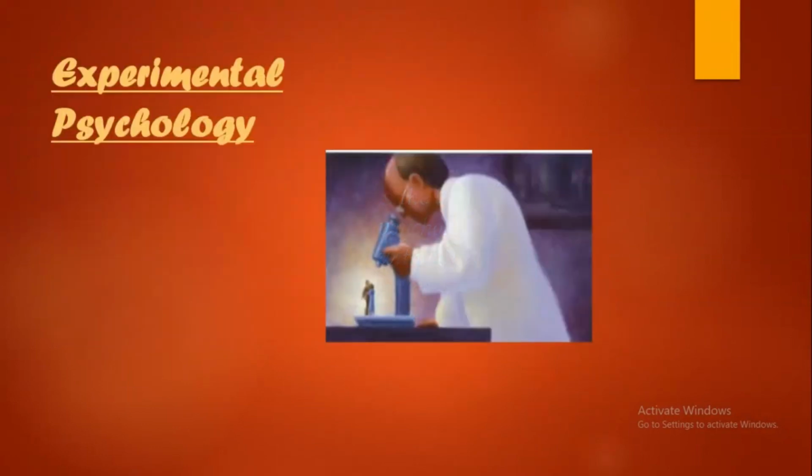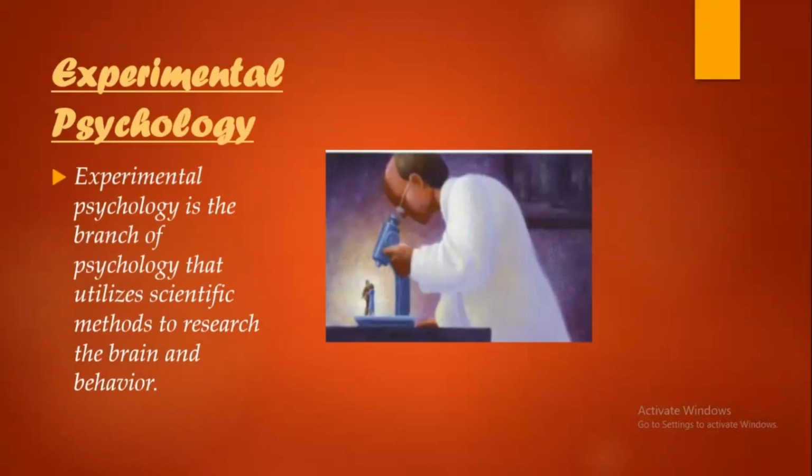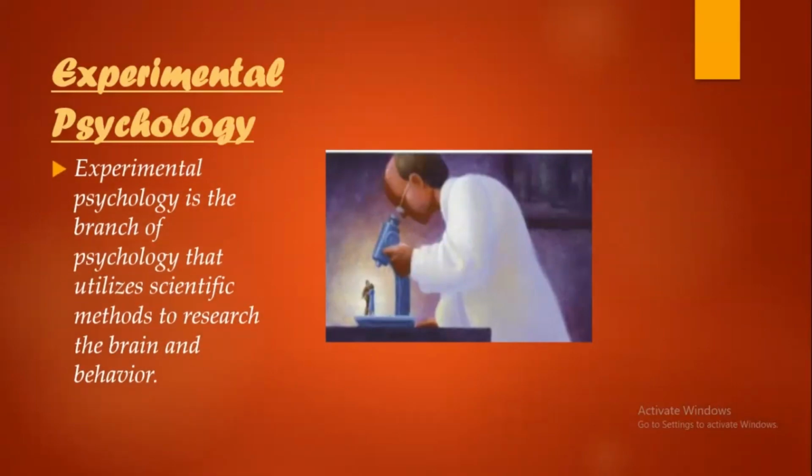Next one is experimental psychology. Experimental psychology specifically deals with the experiments and the scientific studies in the course of psychology. Experimental psychology is a branch of psychology that utilizes scientific methods to research the brain and behavior. Basically, it focuses on the brain, the processes within the brain, and how they send different orders, different signals to the body, to the physiological aspects of a person to perform certain reactions or actions, right?